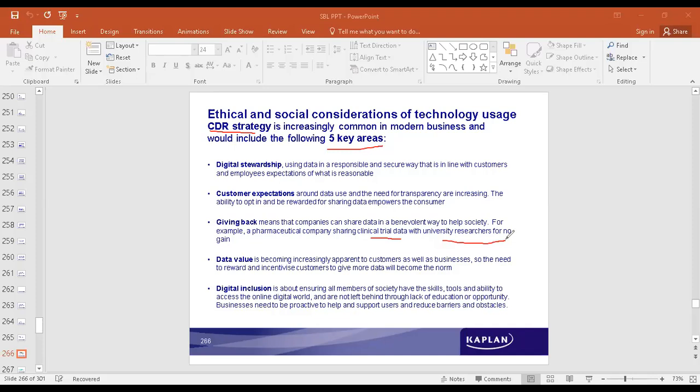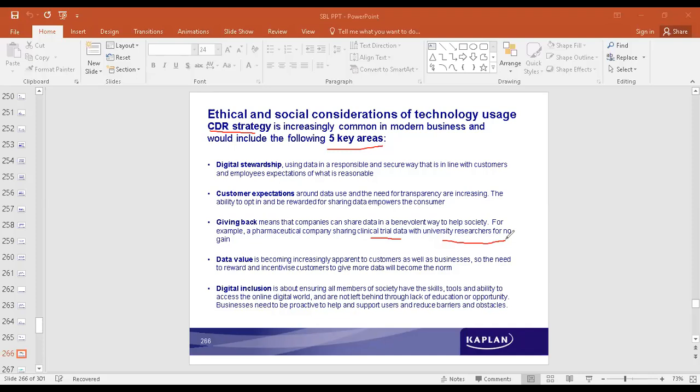Data values become increasingly apparent to customers as well as businesses. So the need to reward and incentivize customers to give more data will become the norm. So adding value is crucial. See, the data value is becoming increasingly apparent, as the data that is shared will fetch them more benefits. So the need to reward and incentivize customers to give more data, now that should become the norm.